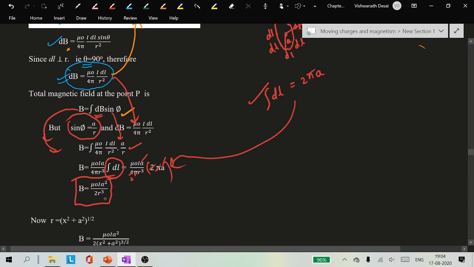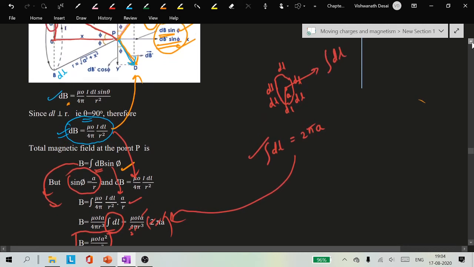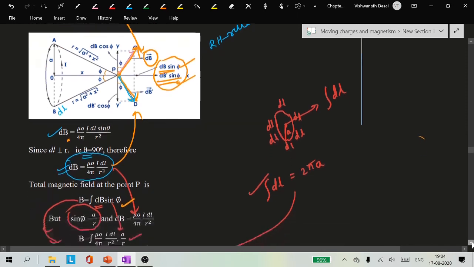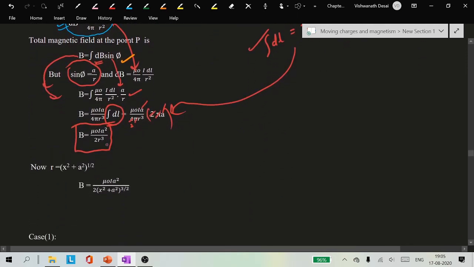But now I want to substitute the value of r. What is the value of r from the figure? So you see this one r. Apply Pythagoras theorem to the same triangle AOP. So r is equal to square root of a square plus x square, right? So that's what I'm using here. So r is equal to square root of a square plus x square.